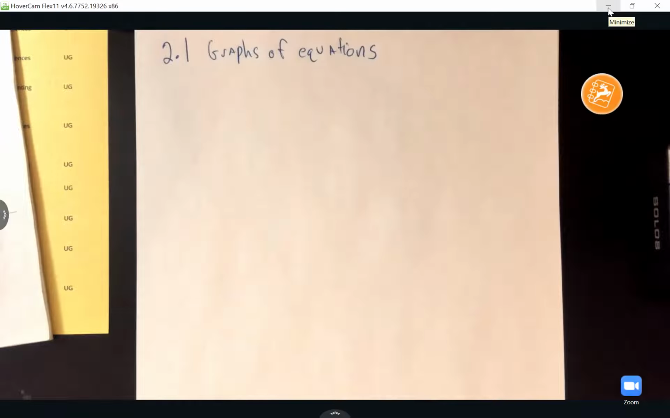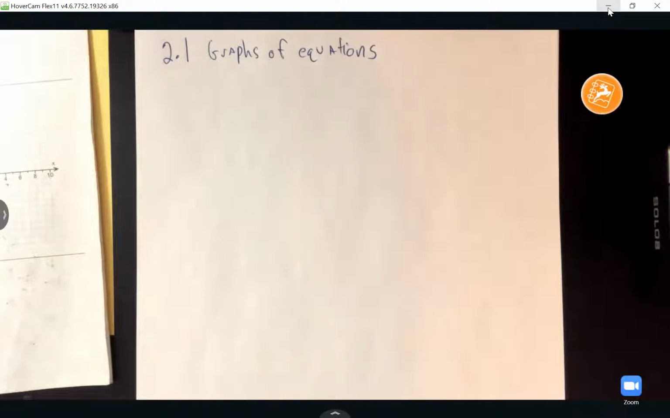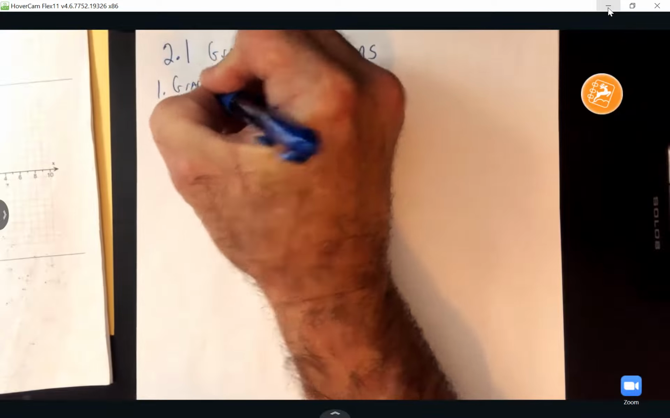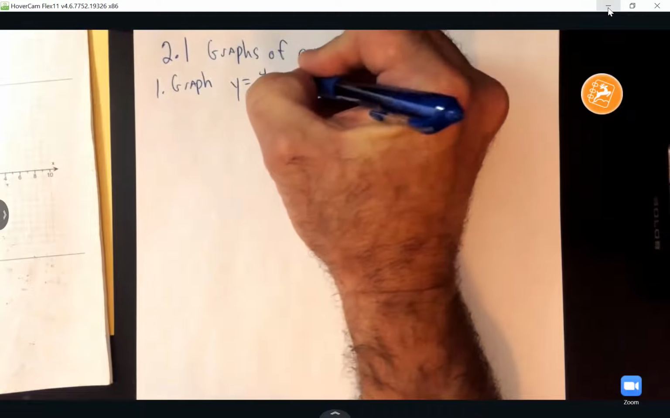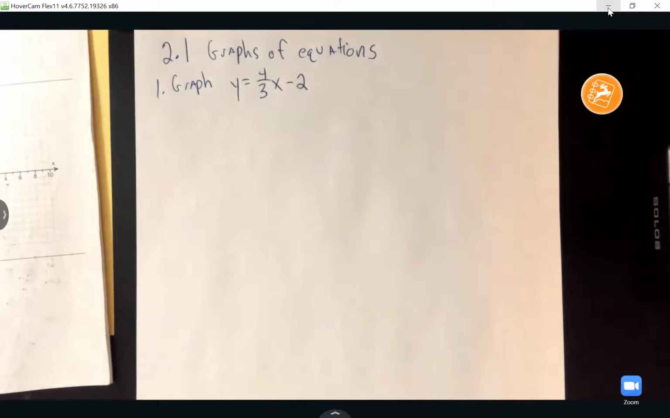All righty, y'all. So we start out drawing straight lines, and then we're going to draw parabolas, which look like a U. We'll do absolute value, whose graphs look like a V. And then we even do a cubic graph. I'll show y'all how I would do these on a calculator. So for my first example, it wants us to graph y equals 4/3 x minus 2. I'm going to do it by hand and then show you on my calculator, okay?